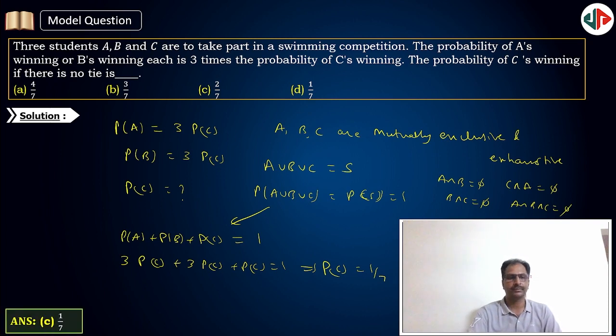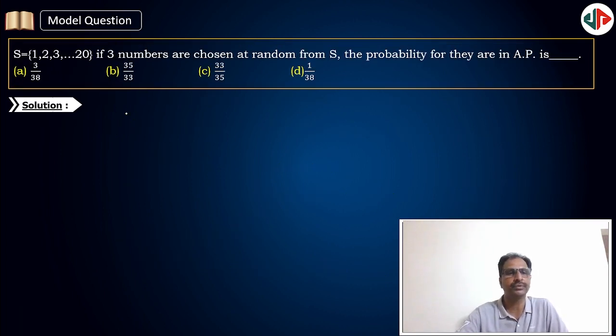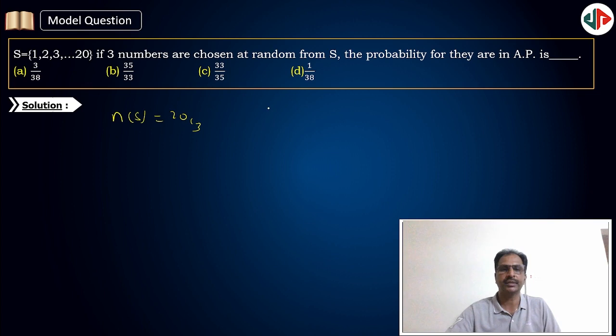Option D. Next, from the set 1, 2, 3, and so on up to 20, three numbers are chosen at random. In how many ways can you select 3 from 20? 20C3 ways. And the selected numbers should form an arithmetic progression. Let the selected numbers A, B, C be in AP, which means A plus C is equal to 2B.